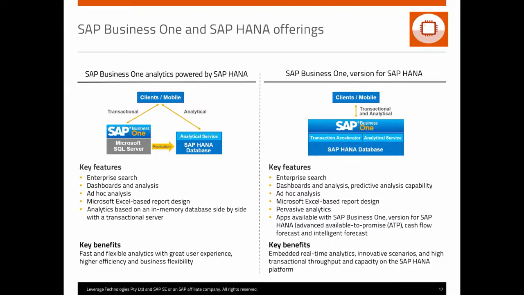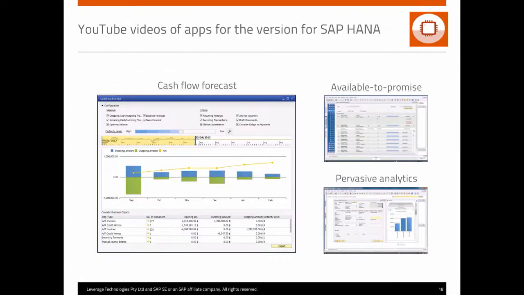But by far and away, most of our clients these days are going for SAP Business One version for SAP HANA, where all of these are combined, as I said, all on a single server and giving you all of this additional functionality and access to those extreme apps for available to promise, cash flow forecasting and intelligent forecasting with those embedded real-time analytics. So we're going to talk to you about those two different offerings, but by far and away, as I said, the majority of our customers are going for the full SAP Business One on HANA to give them access to both of those components on the one server.